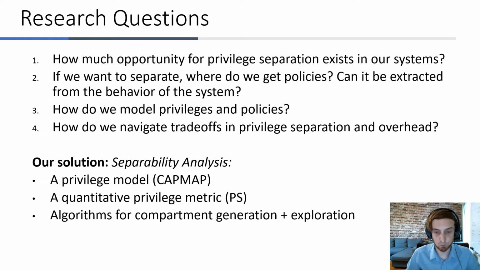So once we have a quantitative way of thinking about privilege, we can use that as part of a cost function for optimization algorithms. And this allows us to much more efficiently explore the space and think about all of the possibilities.